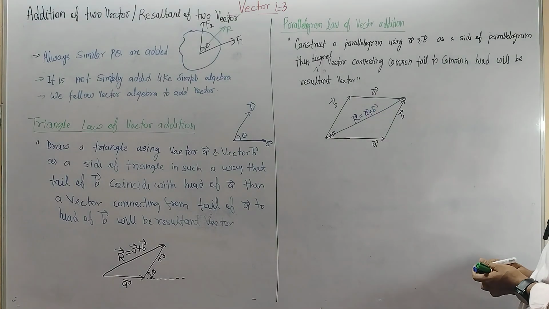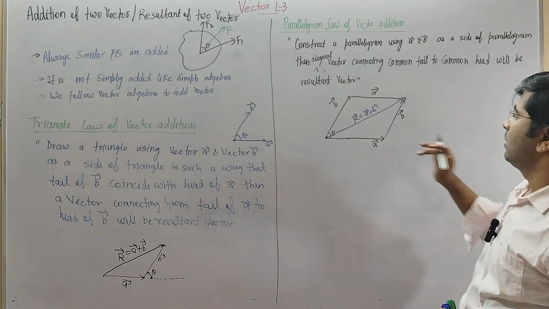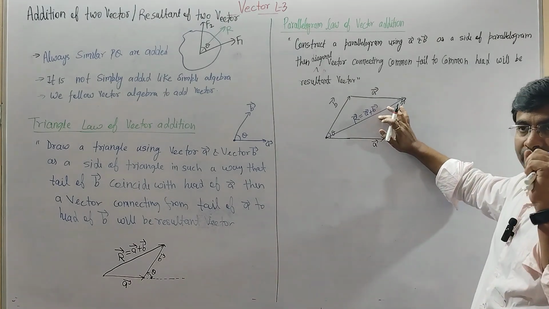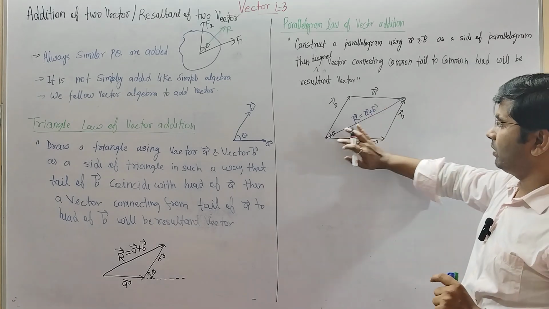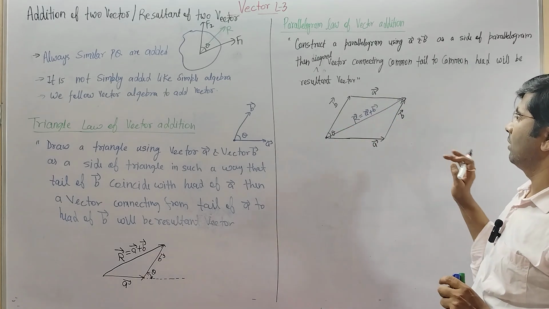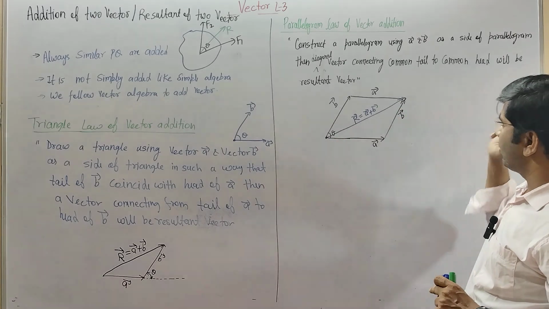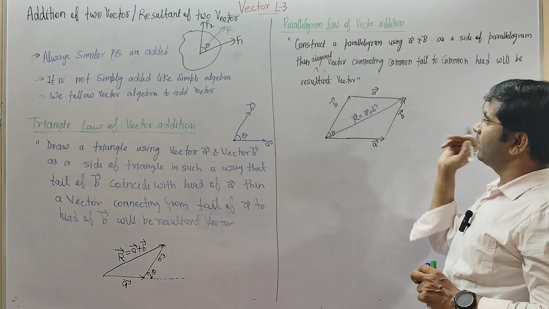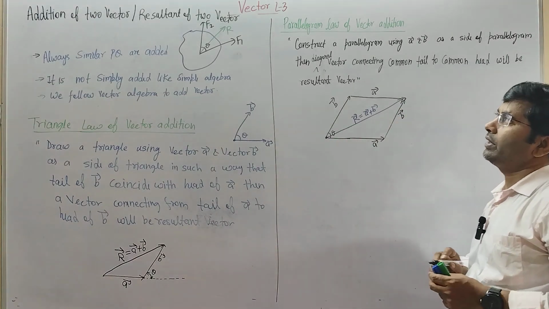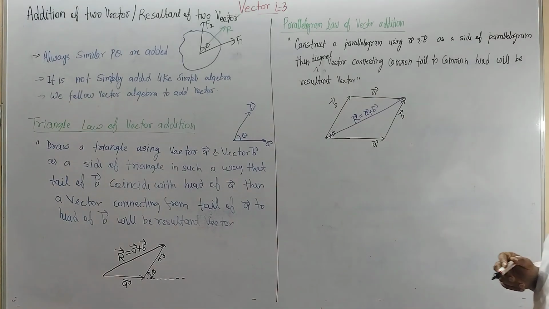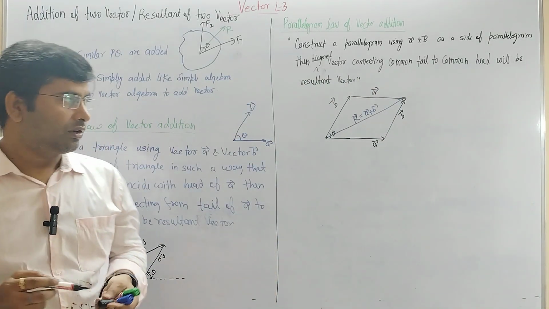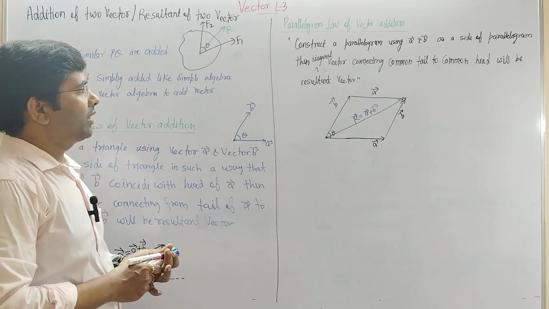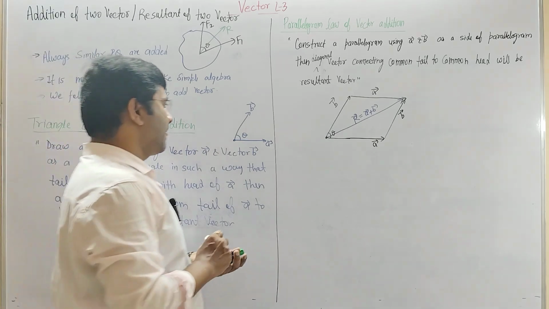So this is the parallelogram law of vector addition. It means this diagonal will represent the resultant vector, but this diagonal must be connecting common tail to common head, directed towards the common head. So this is the resultant vector. Okay, so now we are going to find out the resultant value, the analytical method to find the resultant of two vectors.